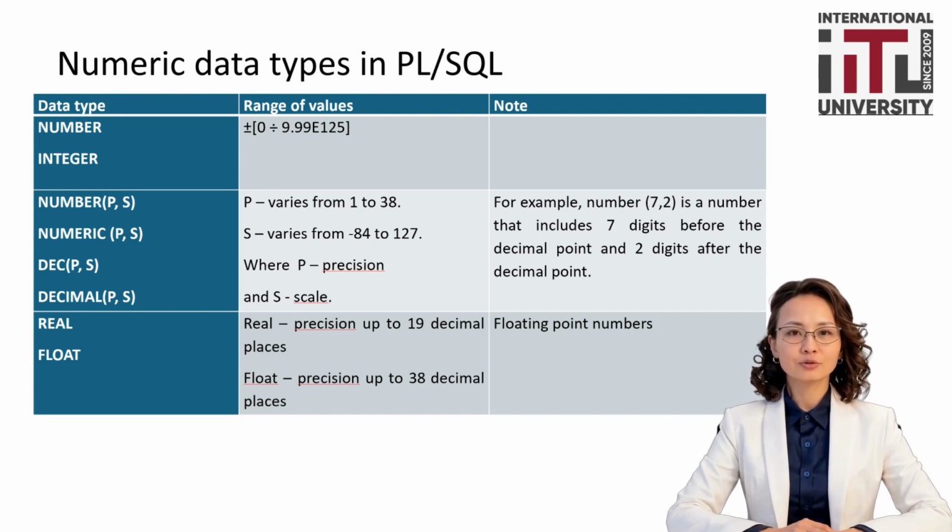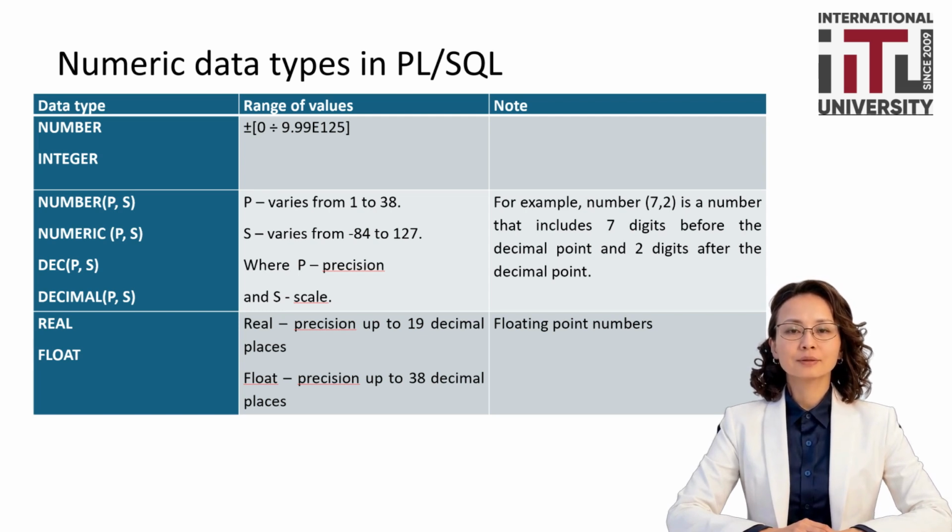Precision refers to the total number of digits that can be stored, while scale defines how many of those digits appear after the decimal point. For example, if we use number(p, s), it means the number can have up to p digits in total, with s digits after the decimal point. So, values like these are valid, but larger numbers may not fit this format. This feature is very useful in real-world applications, especially when working with financial data, where accuracy and control over decimal values are essential.